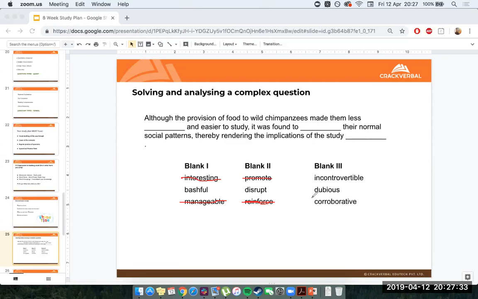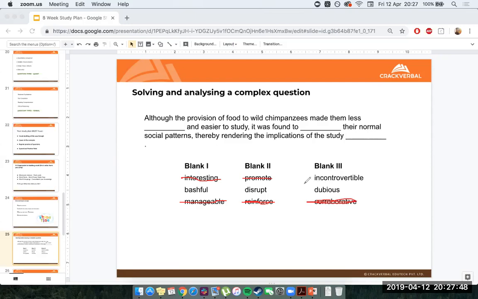Corroborative. So what does corroborative mean anyway, right? To corroborate something is to back something up with evidence or with another person's point of view. That's not really true either, because we're looking for something specifically negative. Okay, so let's come back to incontrovertible then.